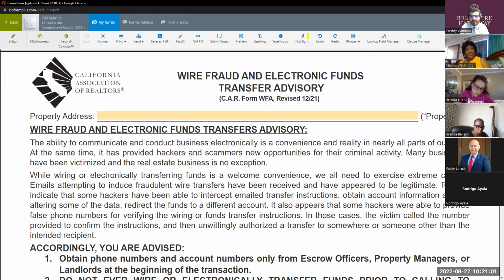When it comes to wire fraud and electronic funds transfer advisory, please let your buyers be aware that there are a lot of scams going on when it comes to wire frauds and wire schemes. Keep in mind that people get excited: "Hey, my offer just got accepted. I'm about to open escrow." And there are a lot of predators out there looking for these people who post stuff online.